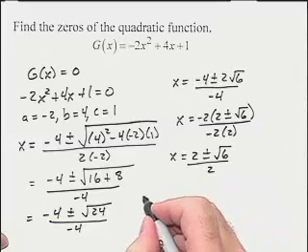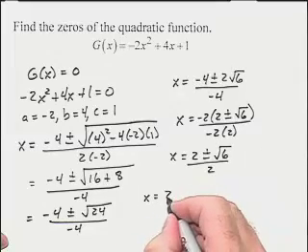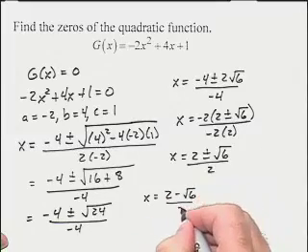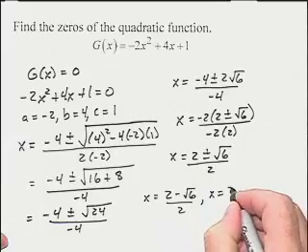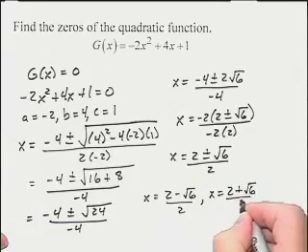Therefore, the zeros will be 2 minus the square root of 6 over 2, and 2 plus the square root of 6 over 2.